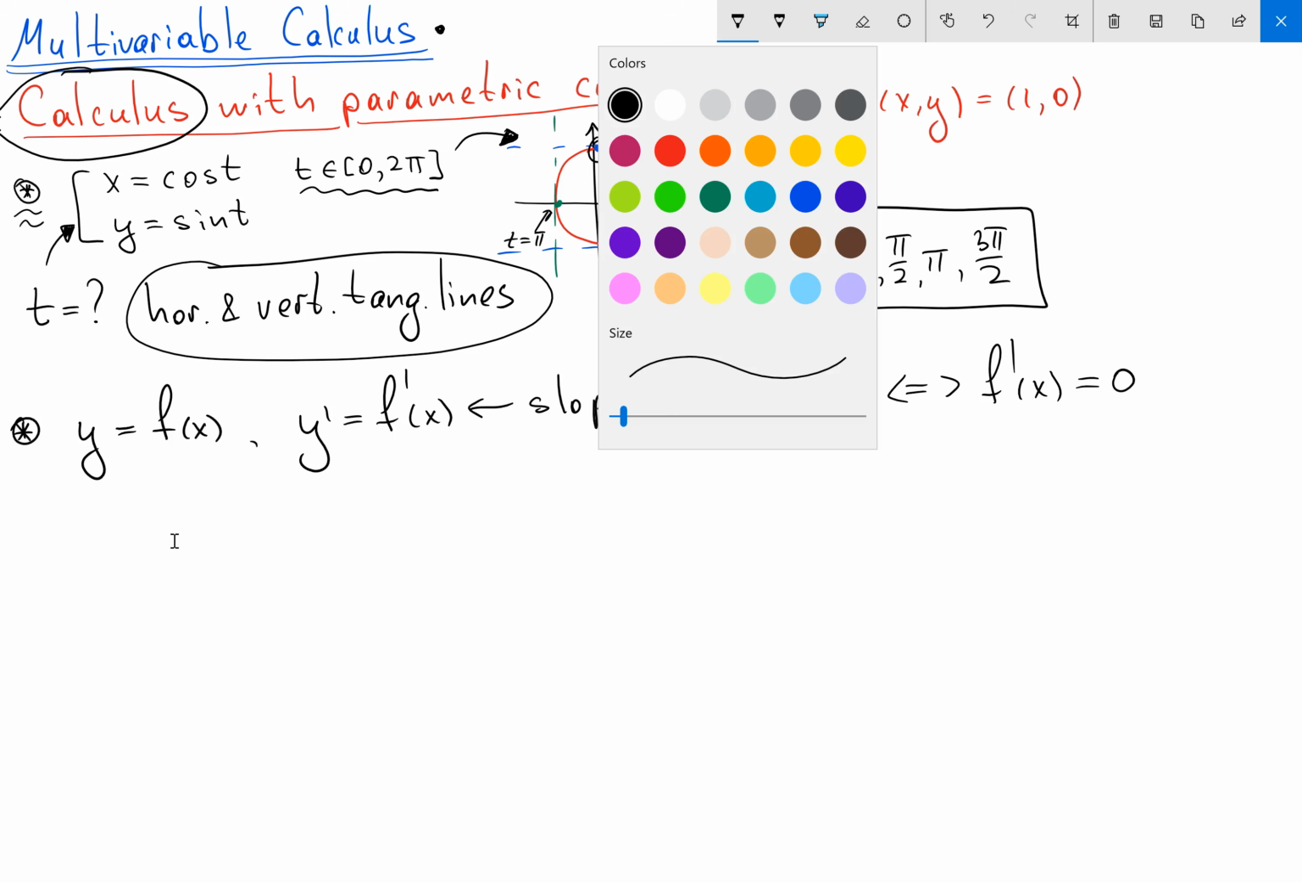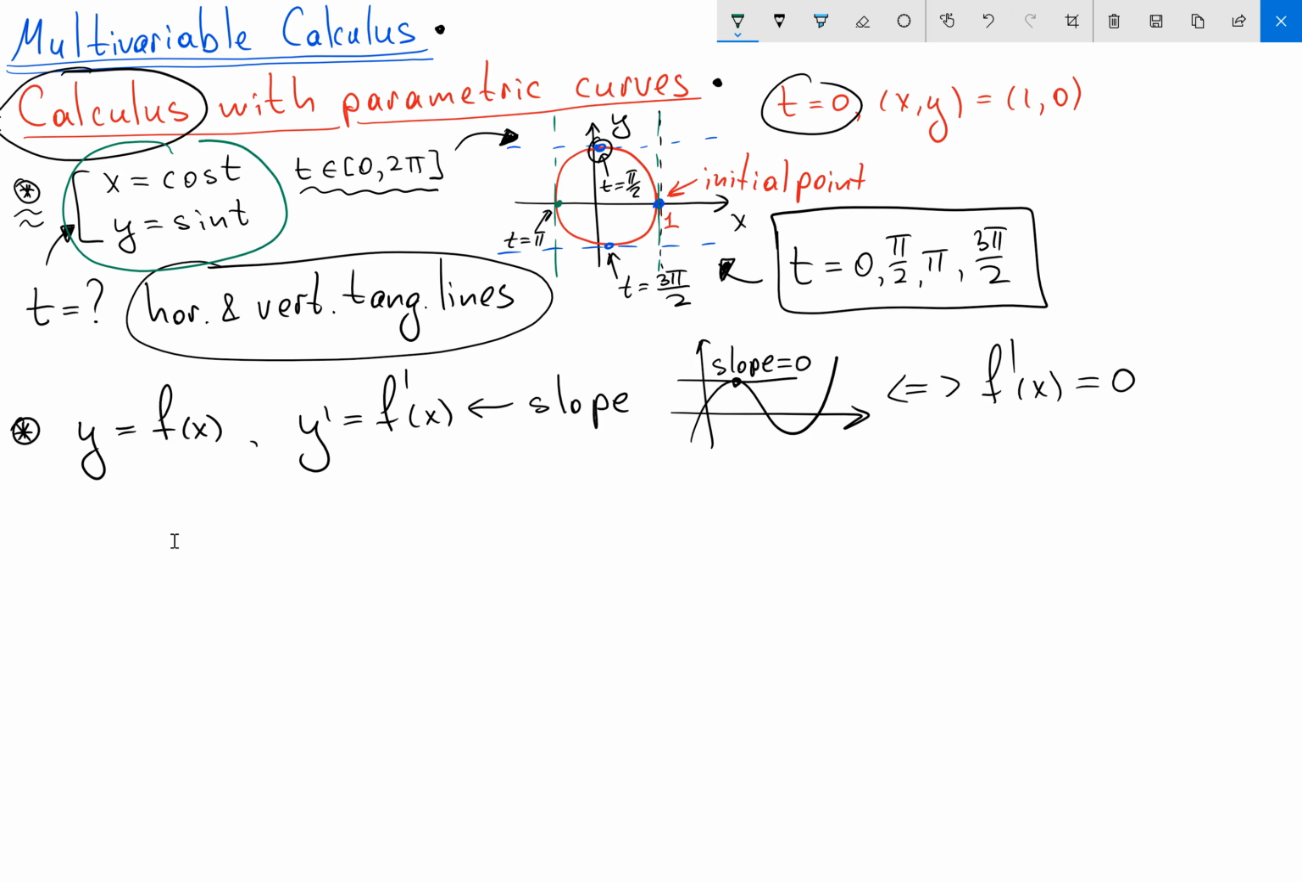So for this problem, what do I need to do? I want to take my parametric equations and find their derivative, or in other words, I want to find the slope of my parametric equations. But the problem is that x depends on t, y depends on t, and I only know how to find the slope of a single variable function, which in this case is y equals f of x. But let's derive the formula for the slope for parametric equations.